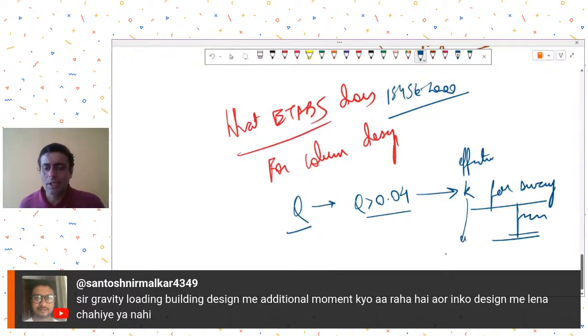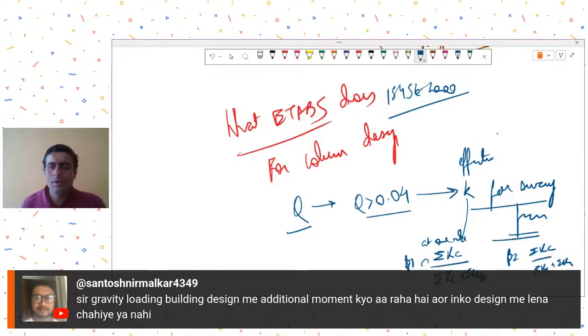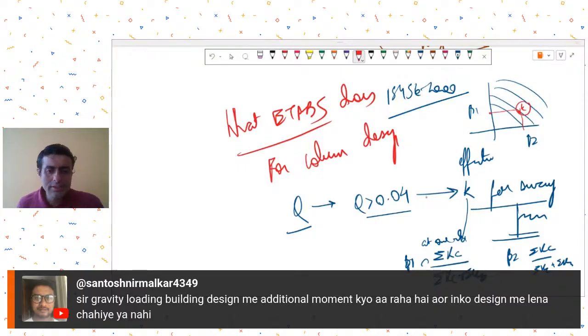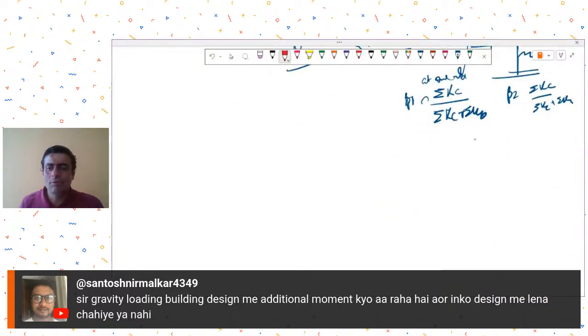For K factor calculation, ETABS calculates the relative stiffnesses at two joints, top and bottom joints. It calls this beta 1 at one end, and similarly beta 2 at the other end. For these betas, there will be this kind of alignment chart, and for the beta 1, beta 2 values you plot them, and from here you get the K. For this K, then you will calculate the additional moment.